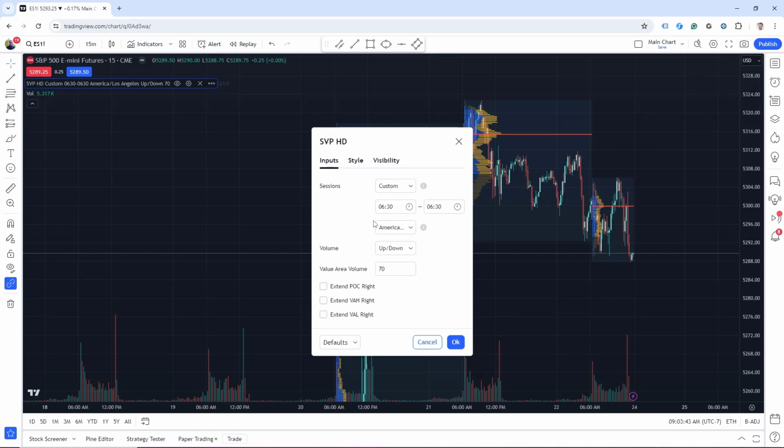Oh, one thing I want to point out is that the value area is default always set to 70%. You can extend the POC to the right if you'd like. Extend the value area right and the value area or the low and the high to the right as well. Right now I'm just going to have the POC extended and click OK.